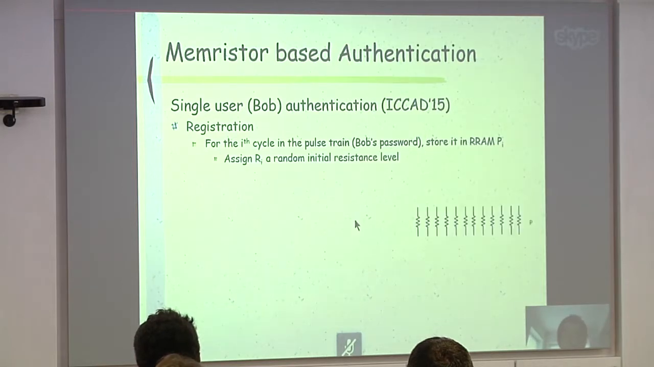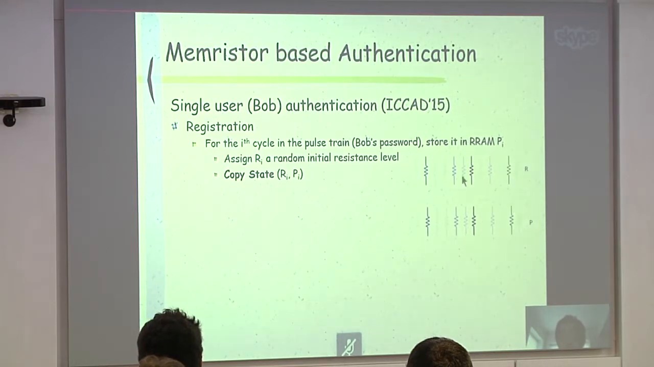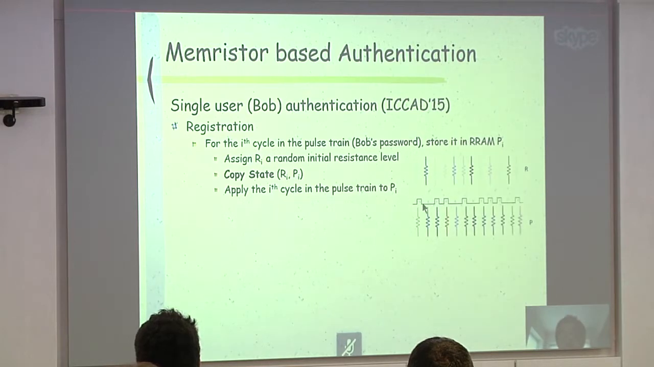So how does this happen? During the registration, this is Bob's pulse train, which is applied to a sequence of memristors. First we copy the state of what Bob has been doing, and then we apply the pulse train onto this one here. This is at real time. When we receive this, we do this.